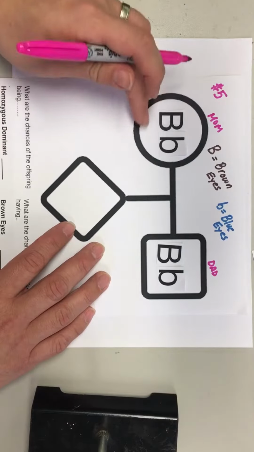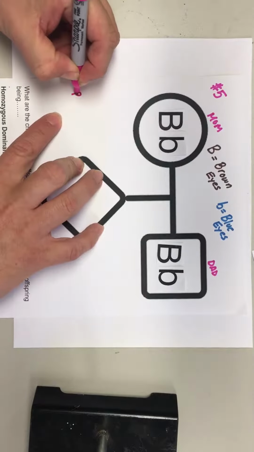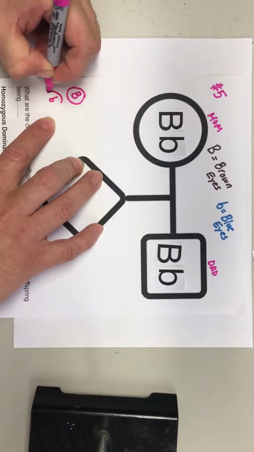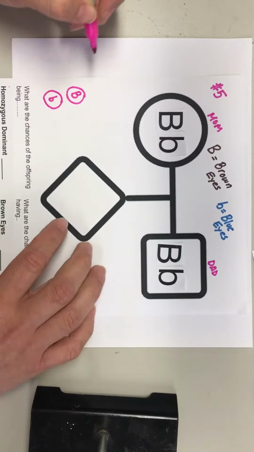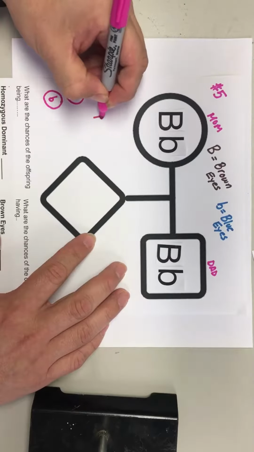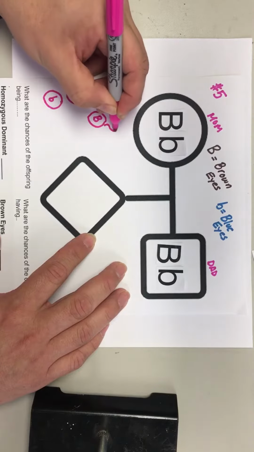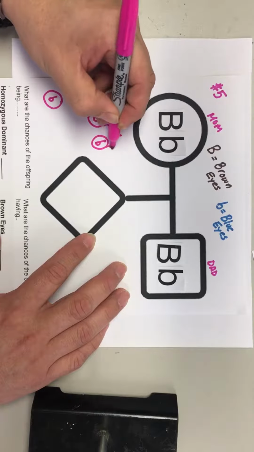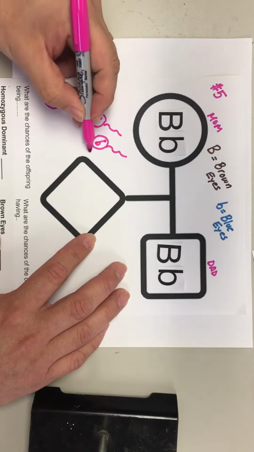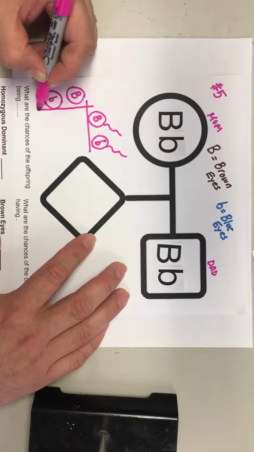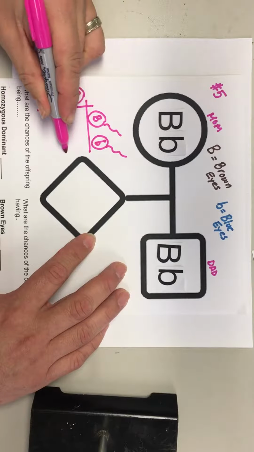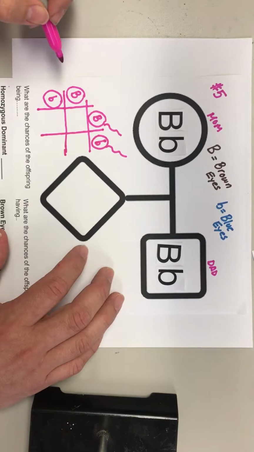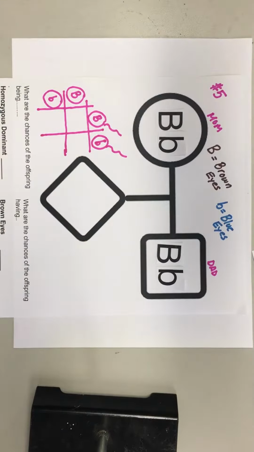Now remember, mom is making two types of eggs. Some are carrying the dominant gene, and some are carrying the recessive gene. Dad is making two types of sperm, some that carry the dominant gene, and some that carry the recessive gene. Now, we make our table, just like before, but this time notice that we will have 4 boxes, whereas before we only had 2 boxes.